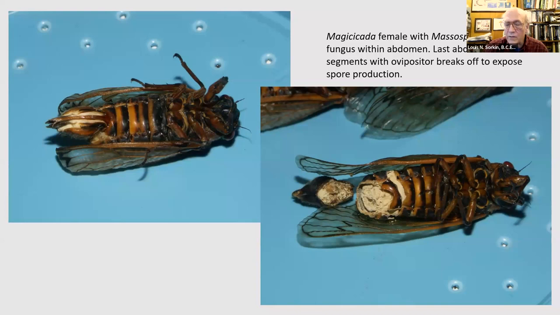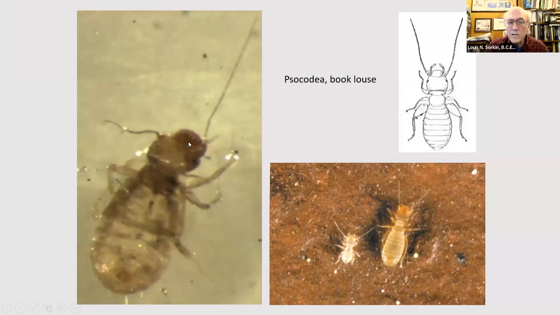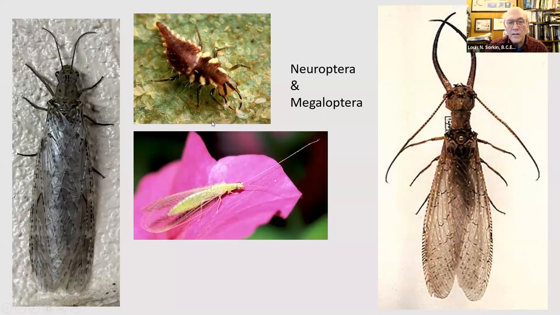Book lice, you might have come across. They have an enlarged clypeus. It's very distinctive once you know what to look for, plus a thread-like antenna. And Neuroptera, Megaloptera, the Dobson flies, and the Neuroptera, the nerve-wing insect, lacewing-type creatures, and this is a larval lacewing.